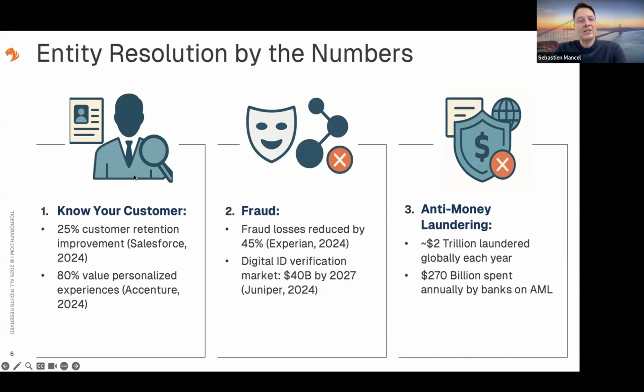And for AML, with an estimated $2 trillion of laundered money annually and $270 billion spent to fight it, legacy systems just can't keep up. So across KYC, fraud, and AML, AI-driven entity resolution isn't just about accuracy. It's about efficiency, it's about trust, and staying ahead of both fraudsters and regulators. But what happens when organizations can't connect those dots? Let's look at a real-world example of what failure looks like at scale.